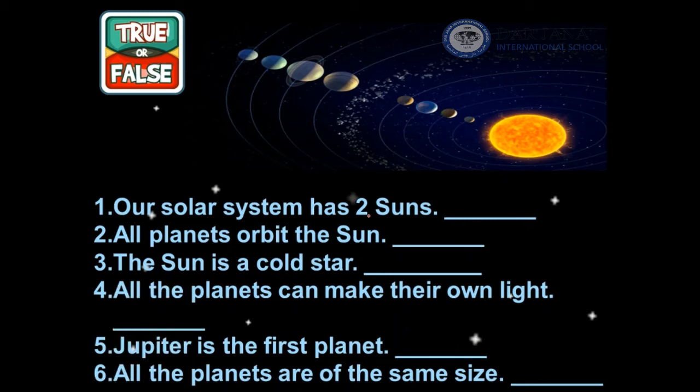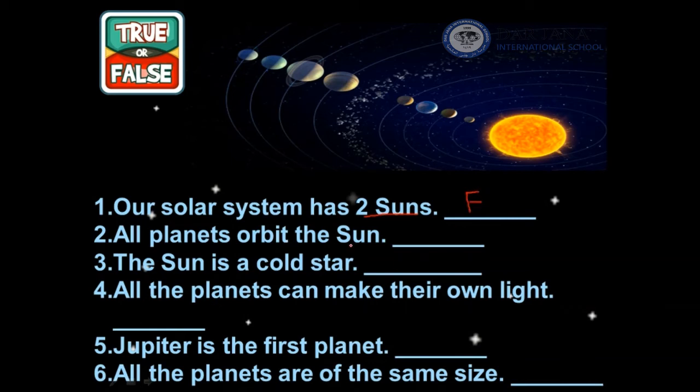Our solar system has 2 suns. Let's look at this solar system. How many suns do you see? How many hot glowing balls of fire? It's only 1, and here they are saying 2 suns, so this means that it is false.